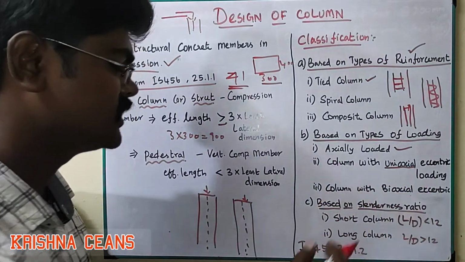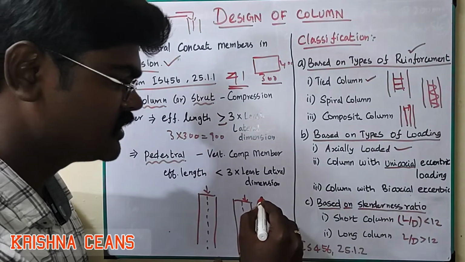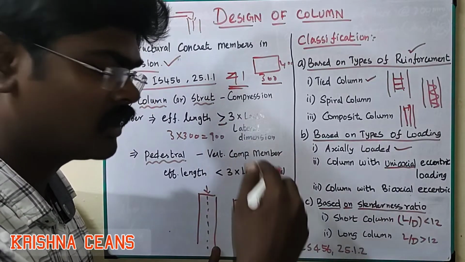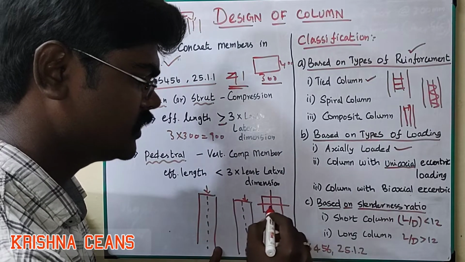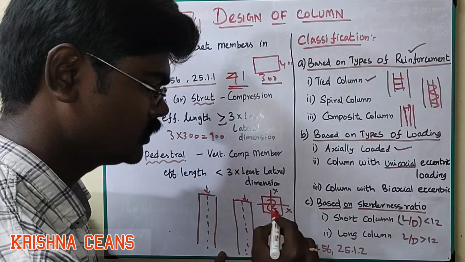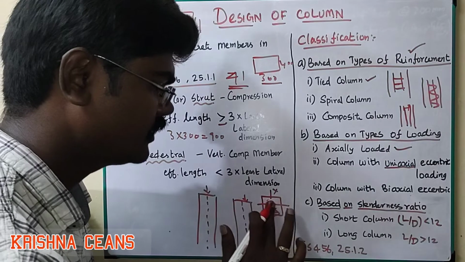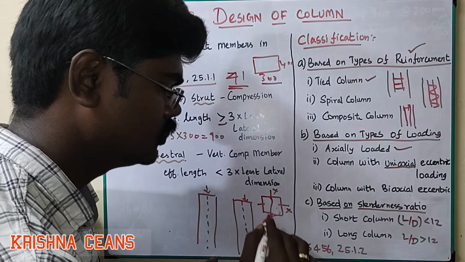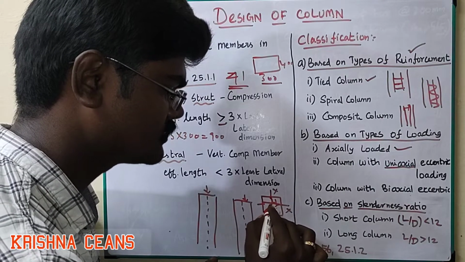Then column with biaxial loading means, when we see from the top of the column, this is the x-axis and this is the y-axis. The moment will be on both sides. The loading will be here as well as here.